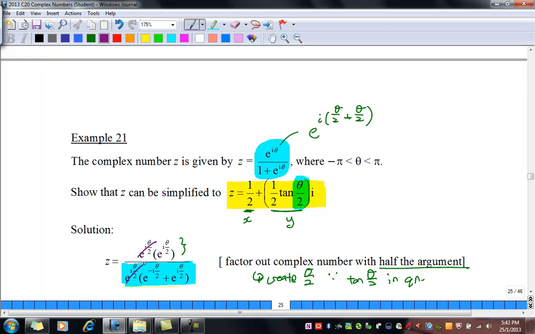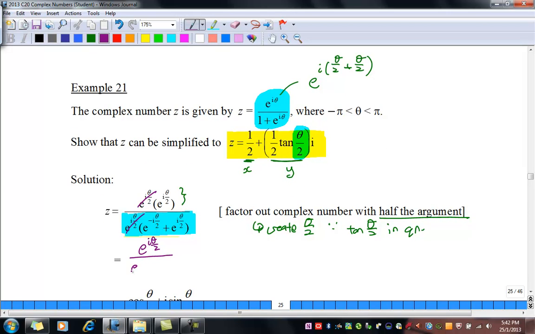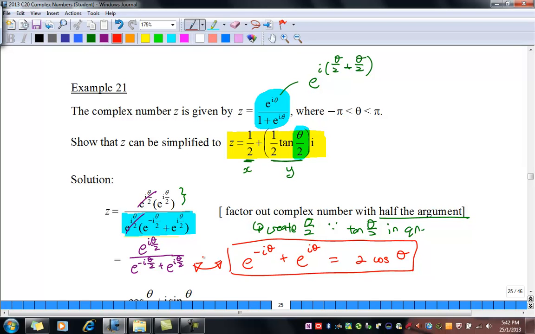And this leaves me with e to the power of i theta over 2 divided by e to the power of negative i theta over 2 plus e to the power of i theta over 2. And this looks slightly familiar. Now, if you recall in the first video for this lesson, e to the power of negative i theta plus e to the power of i theta will give me 2 times cosine theta, right? And I actually proved this result for you. Now I have something similar. So what I can do is to use this property and convert this denominator into 2 times cosine theta over 2.